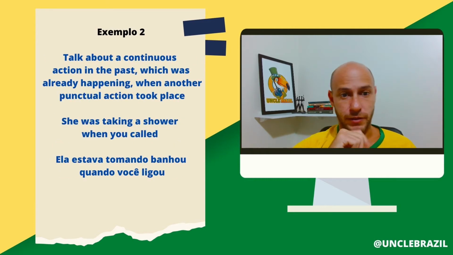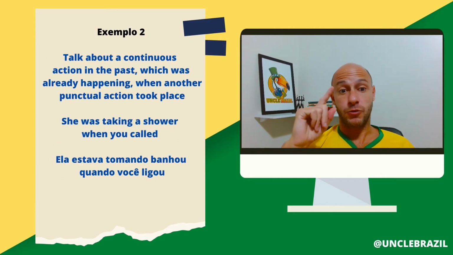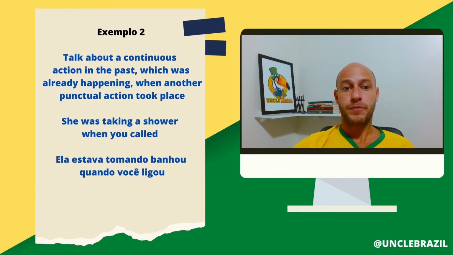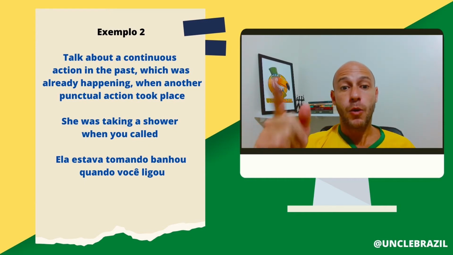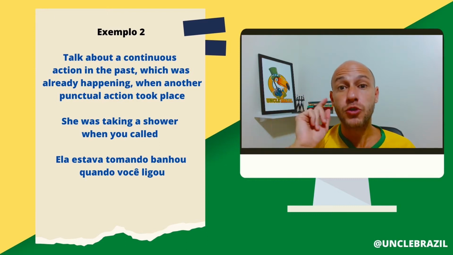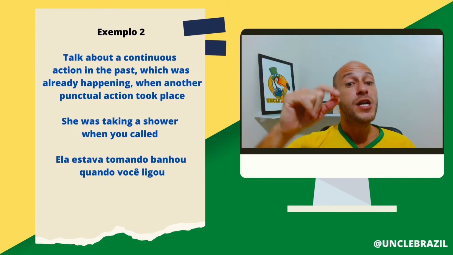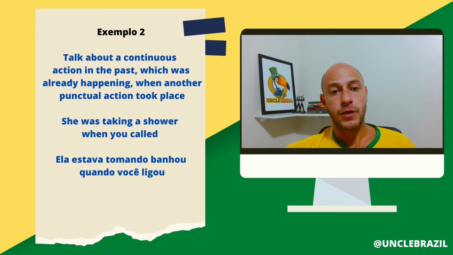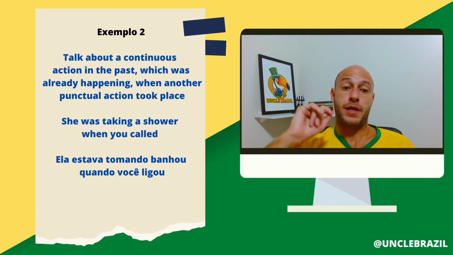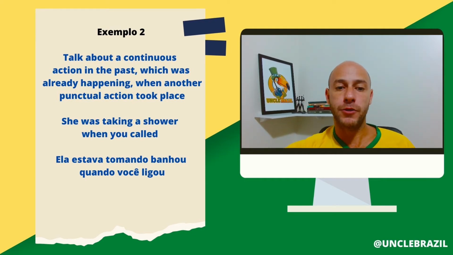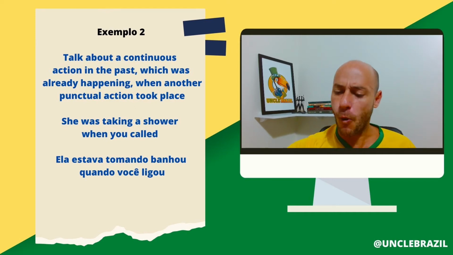The second one. Talk about a continuous action in the past which was already happening when another punctual action took place. For example, she was taking a shower when you called. Ela estava tomando banho quando você ligou. It's not banhou, it's banho, ok? Ela estava tomando banho quando você ligou.